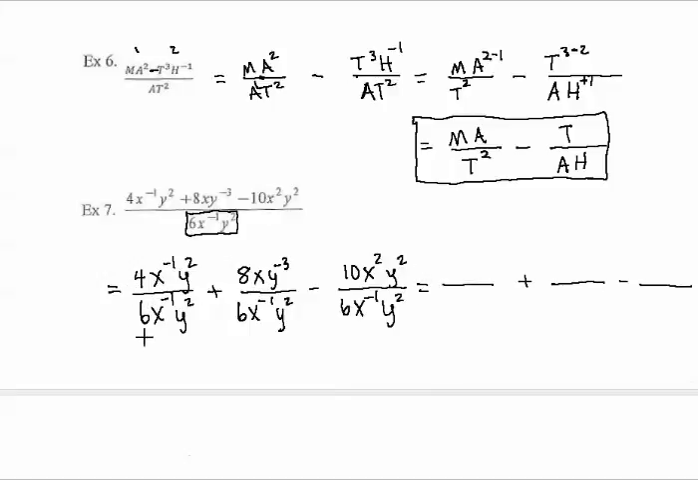4 and 6. What is the biggest number that divides both 4 and 6? That would be a 2. So 4 divided by 2 is 2, 6 divided by 2 is 3. So we reduce the fraction for 6.